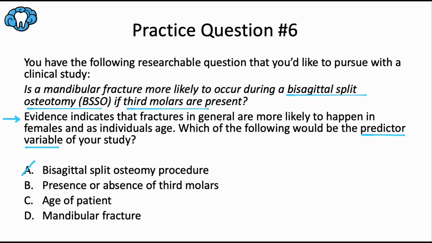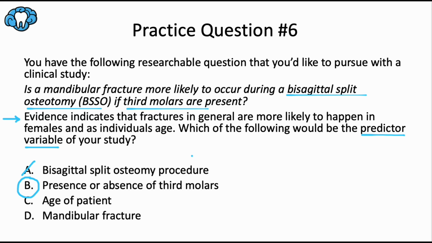So we'll basically, if I'm designing this research project, have two separate treatment groups, one with third molars and one with third molars extracted. And then all of those subjects in both treatment groups would undergo the BSSO. Granted, that's what they're going to have done anyway, so they're going to be included in the research project. So the predictor variable, the thing that is going to change that we can manipulate, is whether or not they have third molars present. So that is our predictor variable.